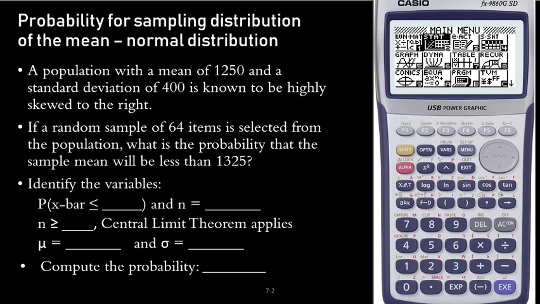In this problem, we are going to use the Casio graphing calculator to find the probability of finding a sample mean that is less than a certain value from the population. Therefore, we're going to apply probability for sampling distribution of the mean. Before we get started with the Casio, let's identify our variables.